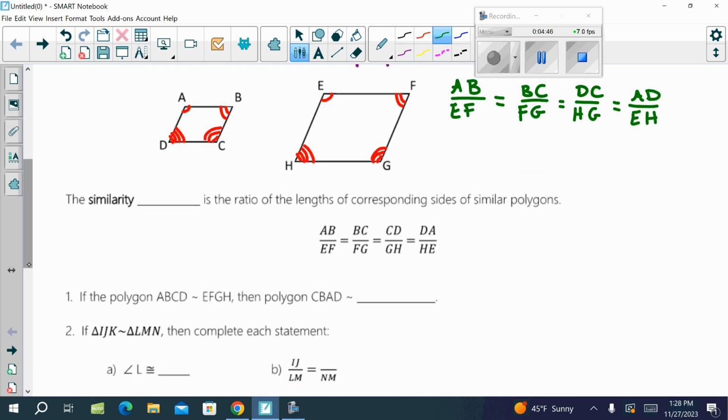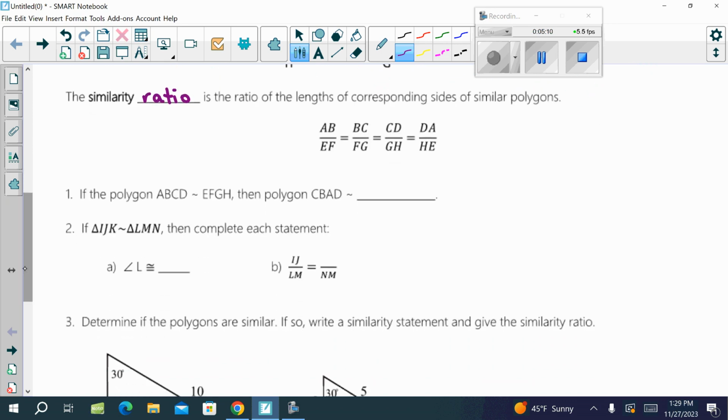All right, next. The similarity ratio is the ratio of the lengths of the sides. So we just wrote it, I don't really have to have it twice. That's what we're talking about, okay? So those are our similarity ratios.